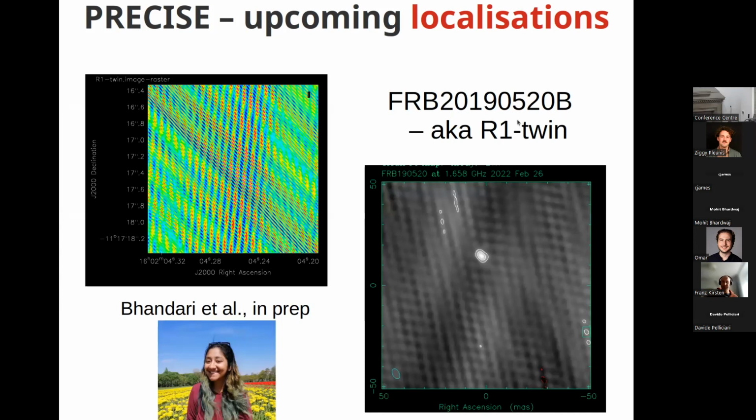Then we detected a burst from FRB 20190520B, the so-called R1 twin. The dirty map here on the left is horrible, but this is because it's only a 4-station array. 2 or 3 of the antennas that were supposed to observe did not observe in the end, so we have a burst, but only 4 antennas. So the localization of the burst itself is very crude. But we had several hours on source, and we do see the persistent radio source also on VLBI scales. This is work done by Shivani Bandari, and it will come out soonish.